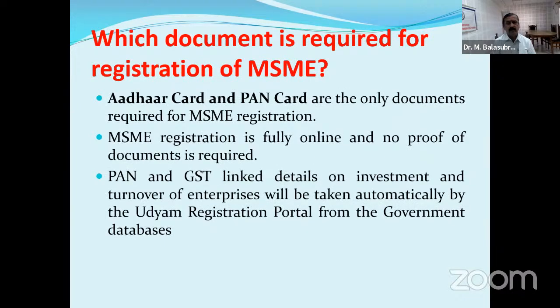Which document is required for registration of MSME? Aadhaar card and PAN card are the only documents required for MSME registration. MSME registration is fully online and no proof of document is required. PAN and GST link details on investment and turnover of enterprises will be taken automatically from the Udyam registration portal from the government data. So you will be submitting your income tax returns and other things. From that, through your PAN card, they will get the details.